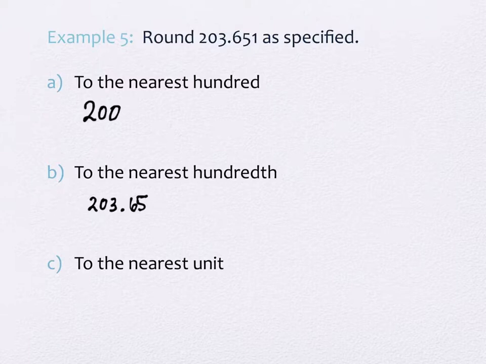All right, the last one here says the nearest unit. So what do they mean by the word unit? The ones place, the whole value. They want whole values, no decimals, yeah. So what number is in the units place here? The 3. And if I look at the 6, what does the 6 then tell me? It tells me I'm going to round up. So what will this number become? Yeah, 204. The 3 will actually become a 4.